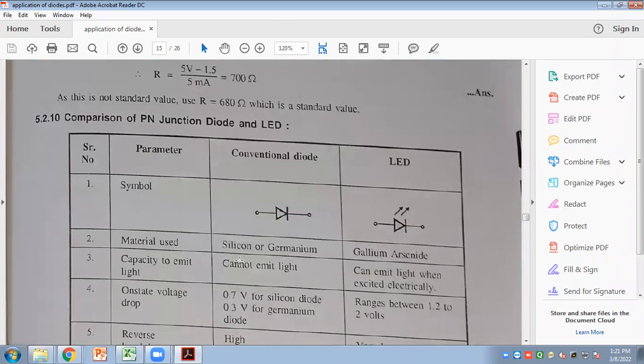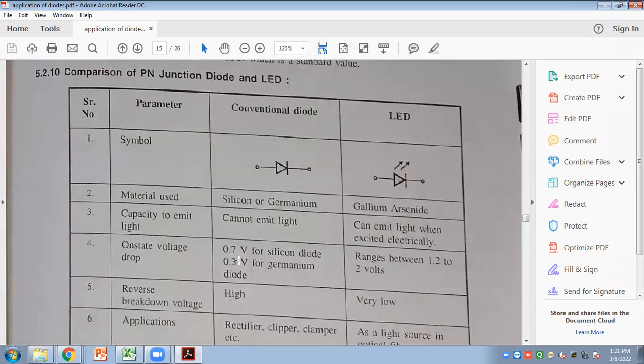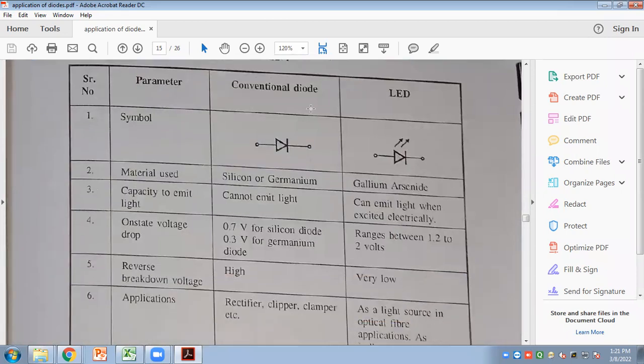What is the difference between normal PN junction diode and light emitting diode? Symbol of conventional diode and light emitting diode. So this is the circuit symbol of PN junction diode. This is the circuit symbol of light emitting diode. So what is the difference? Only the arrow indicates the emission of light.